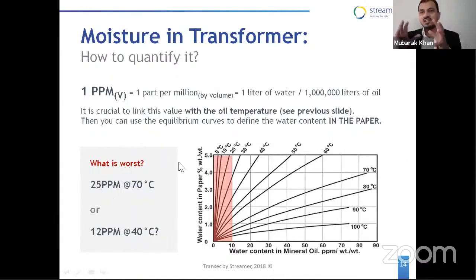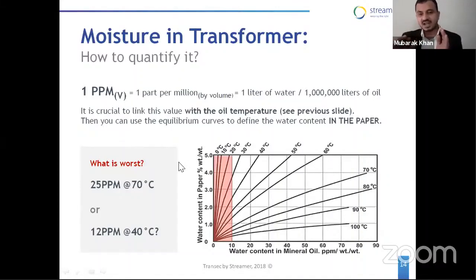As we saw in the previous slides, the maximum moisture in a transformer is in the paper, not in the oil. Only 2% of moisture is in the oil, and 98% is in the paper. That means no matter how much water is in the oil, it doesn't matter, because the majority is in the paper. We need to find out how much moisture is in the paper, not in the oil. At different temperatures, as we saw in the transition period, the moisture exchanges differently between the oil and the paper. So we will analyze this 25 ppm at 70 degrees at the temperature which is mentioned.